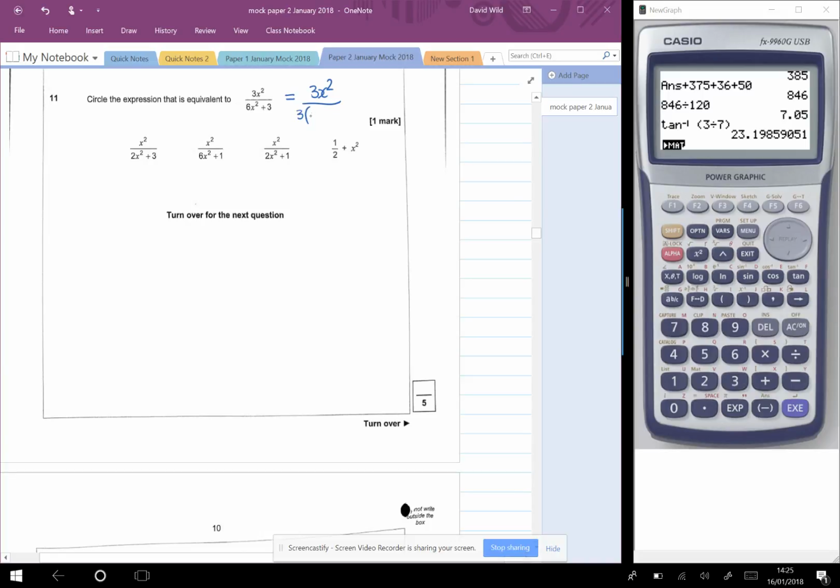And what do we multiply 3 with to get 6? Yes, of course, we get 2, so we've got 2x squared here. What do we multiply 3 with to get 3? We get 1. And then we can cancel here. What I do not want to see you doing is cancelling here. Do not do that. If there is a plus in between terms, you do not cancel, only if there are multiplications here. Do not do that. So we've got x squared over 2x squared plus 1.